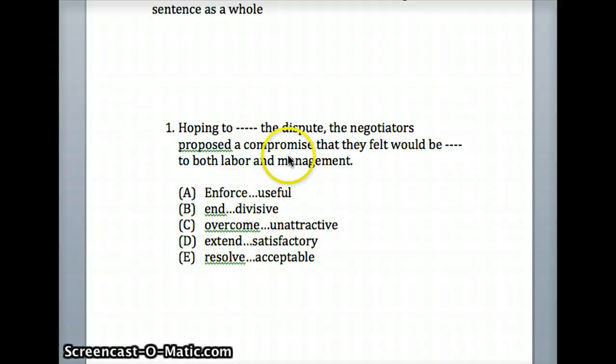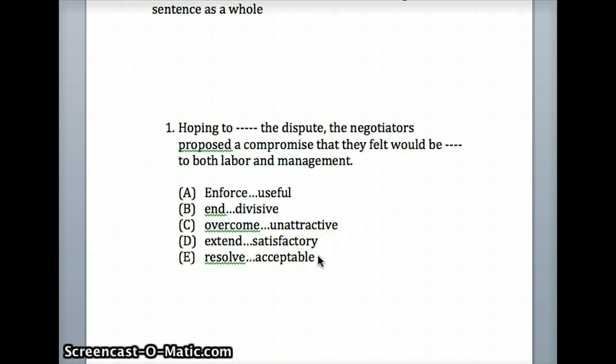So let's now take a look at our second blank. Hoping to end the dispute, the negotiators proposed a compromise that they felt would be fair to both labor and management. Useful, that might work. Divisive, well, they want to end the dispute, but they don't want a divisive compromise, so I'm eliminating B. Unattractive. A compromise is unattractive to both labor and management. I don't think that they want that either, so I can eliminate C.